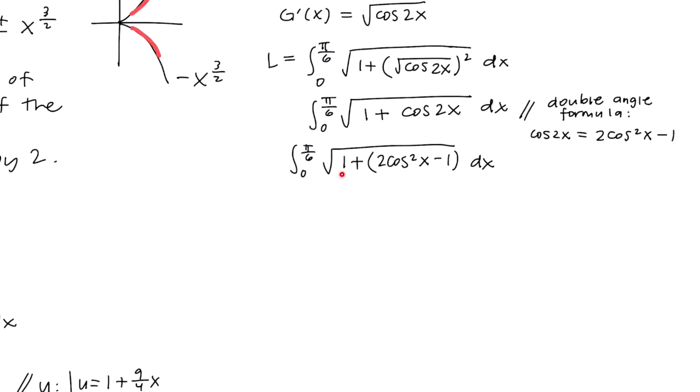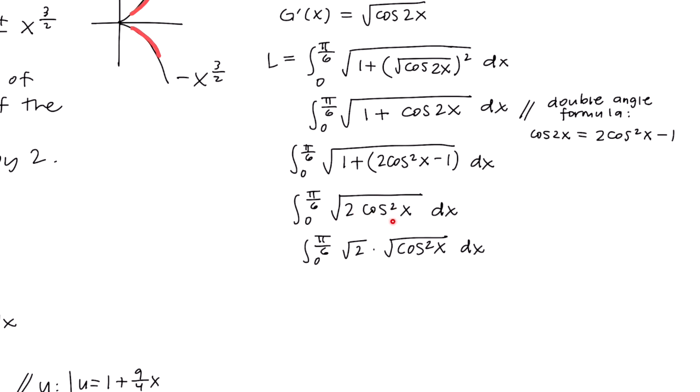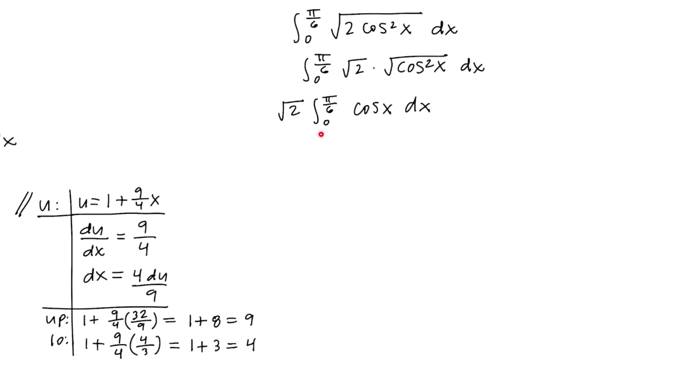So now we can cancel this 1 and this negative 1. So inside here we get the square root of 2 times cosine squared of x. And we can break this up to the square root of 2 times the square root of cosine squared x. And this square and the square root are going to undo each other. And now we're ready to integrate.